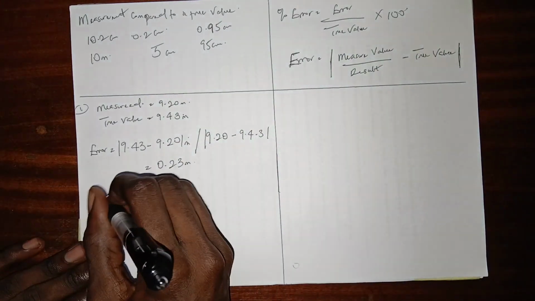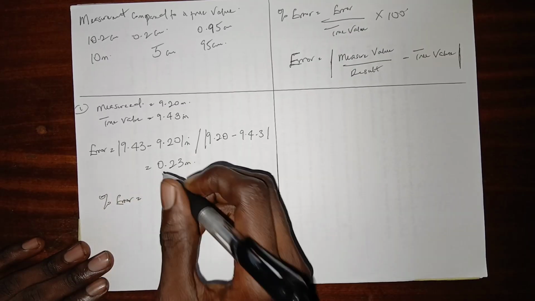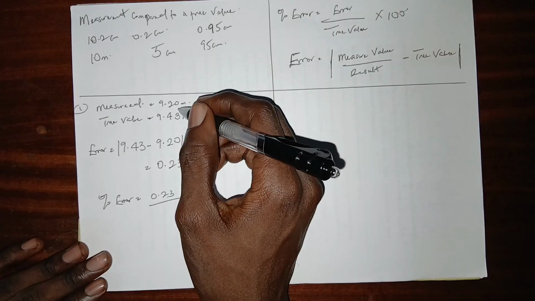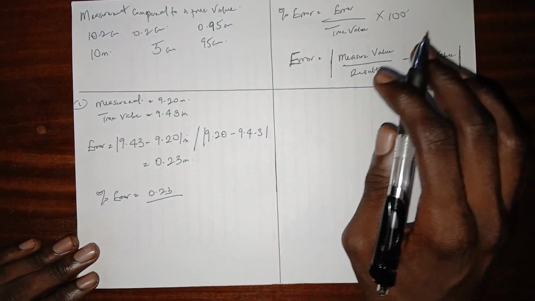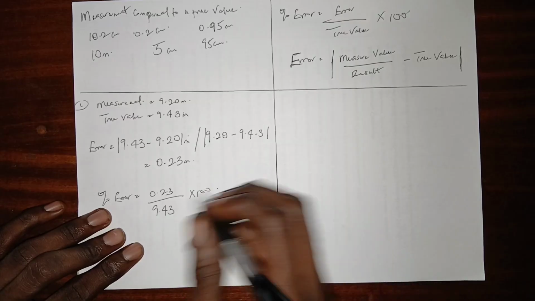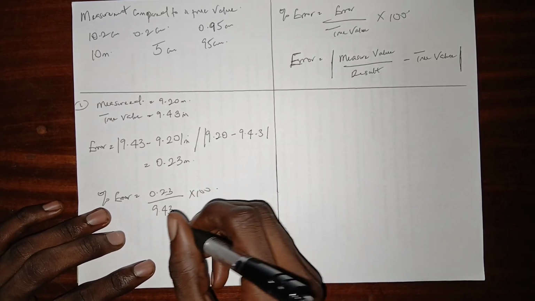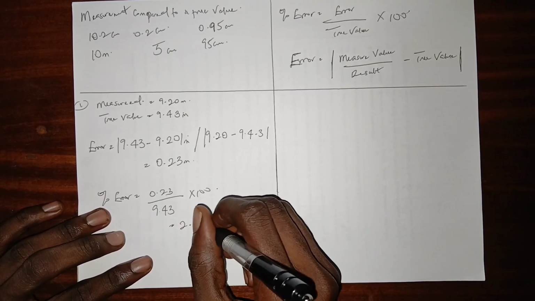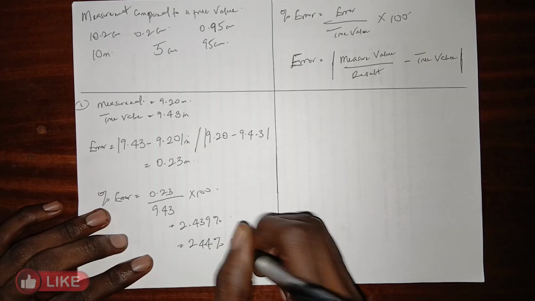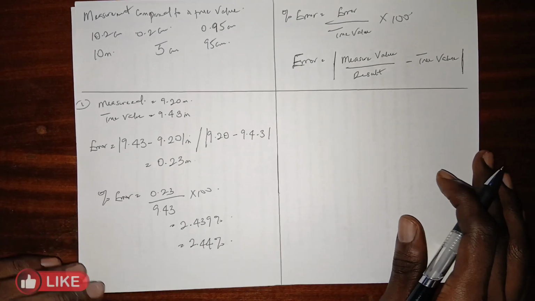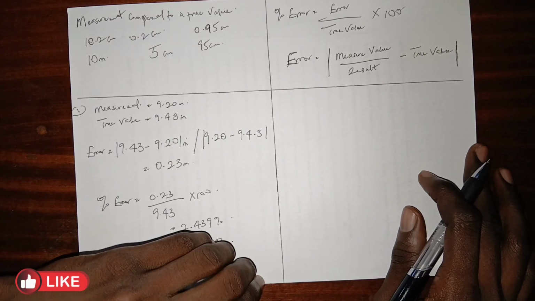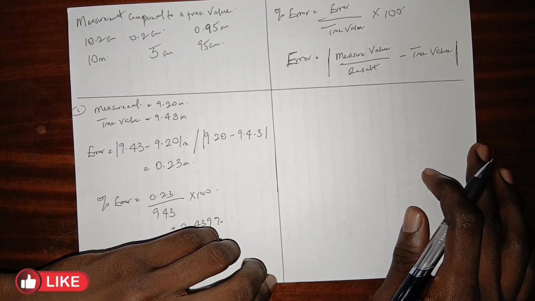So we use the formula here. Percentage error equals 0.23 over what's our true value here? That's the main thing. You have to identify your true value because that's necessary for the formula. So that's 9.43, times 100. You put this into your calculator and you'll have 2.439%. You can just round it up to 2.4%, depending on what you are expected or told to round it up to. So we'll be looking at another example in this video.